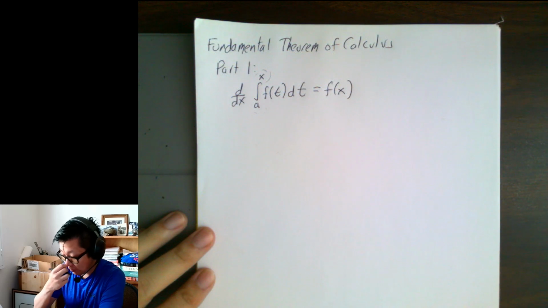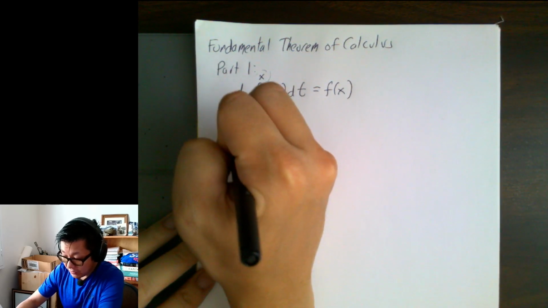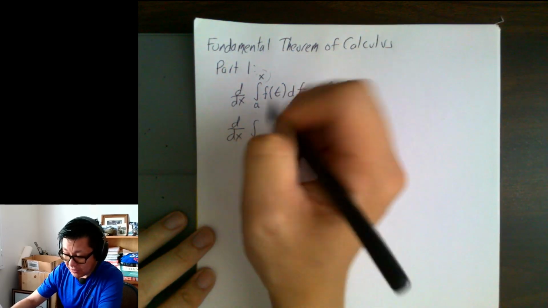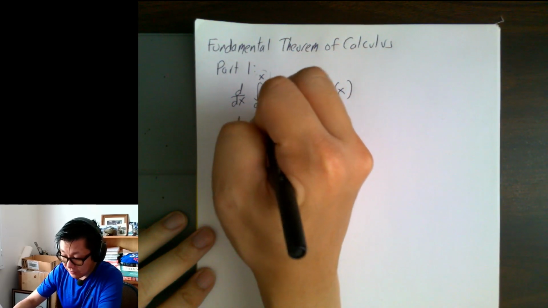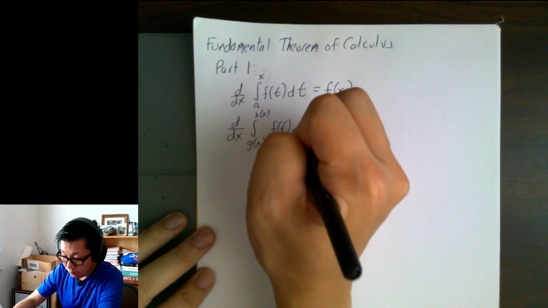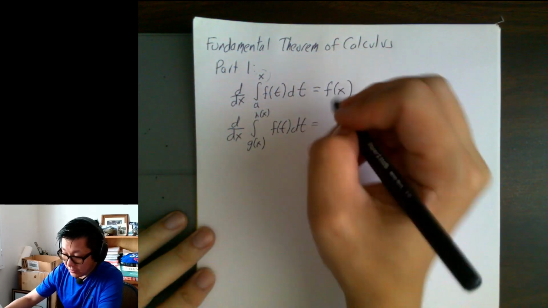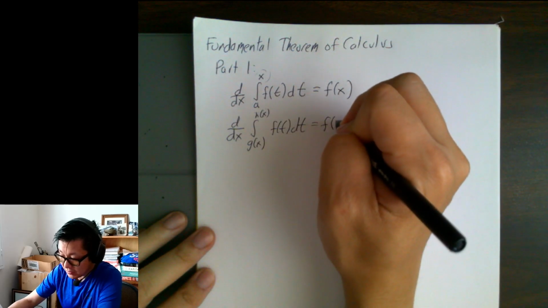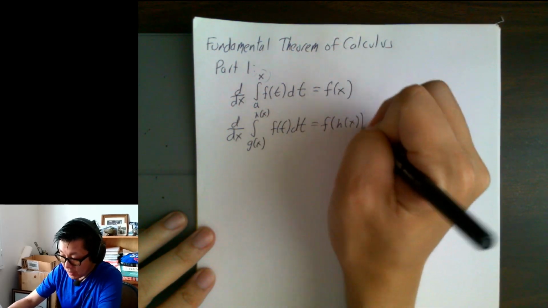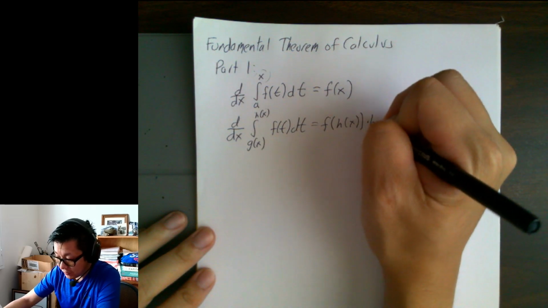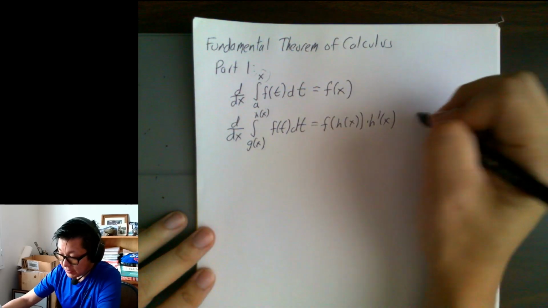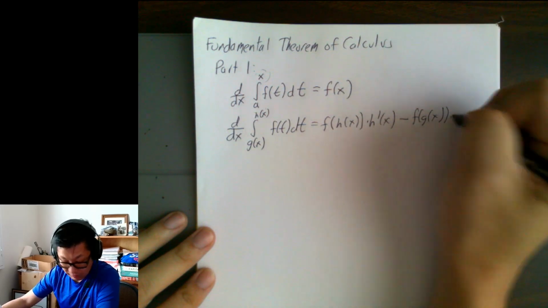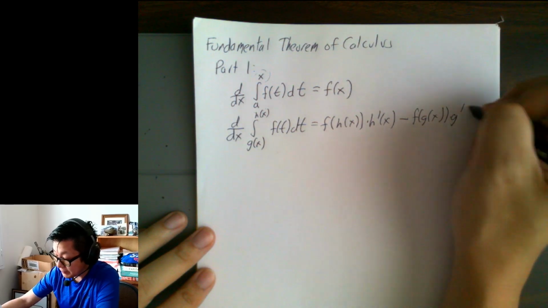So in general, if you have a derivative of an integral and the bottom bound is a function of x and the top bound is a function of x, what you end up with is you plug in the top bound in for your variable of integration, t in this case, multiply by the derivative of the top bound, minus, plug in the bottom bound, multiply by the derivative of the bottom bound.